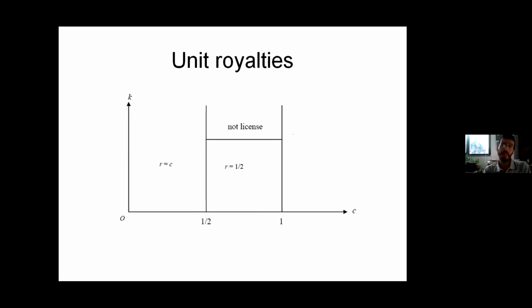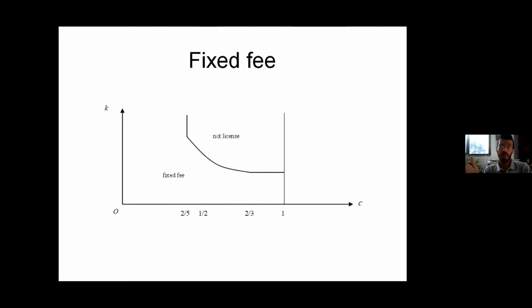In the case of the drastic innovation, if K is lower than 1 divided by 2, the optimal per unit royalties are equal to 1 divided by 2, whereas if K is sufficiently high, then not licensing is better than per unit royalties. In the next picture, we compare optimal fixed fee with not license.